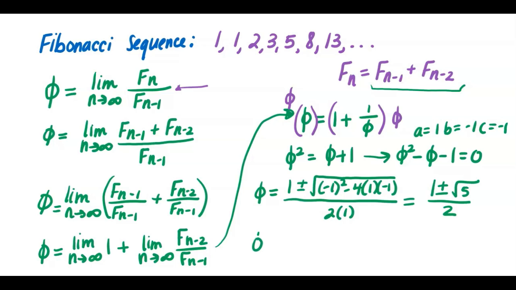Because we are finding the ratio of a very, very far term out in the Fibonacci sequence divided by the term prior, we can see that that ratio is going to end up being a positive value. Therefore, I'm only going to take the value of 1 plus root 5 over 2 rather than 1 minus root 5 over 2. And there we have it. Phi, the golden ratio: 1 plus root 5 over 2. All using the Fibonacci sequence and defining it as a recursive sequence.